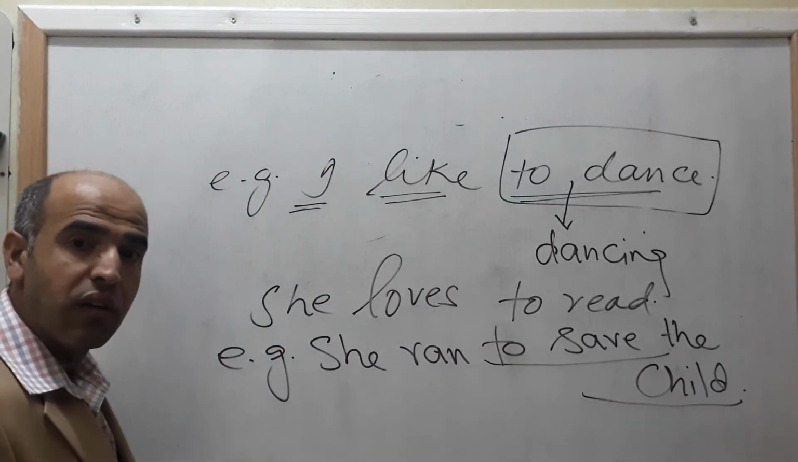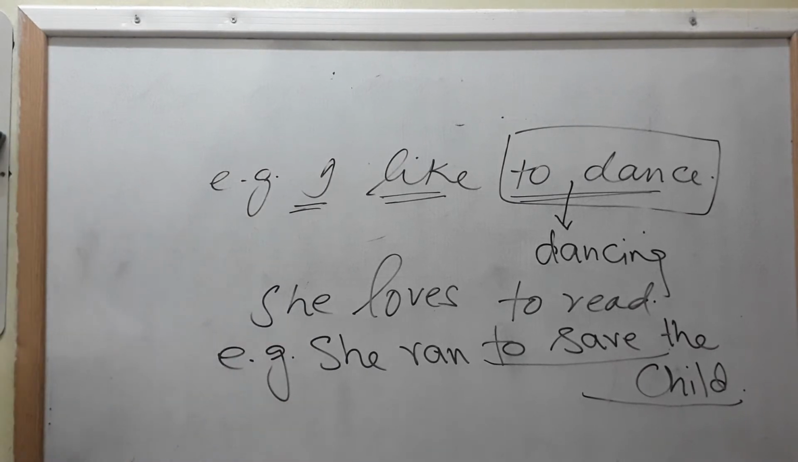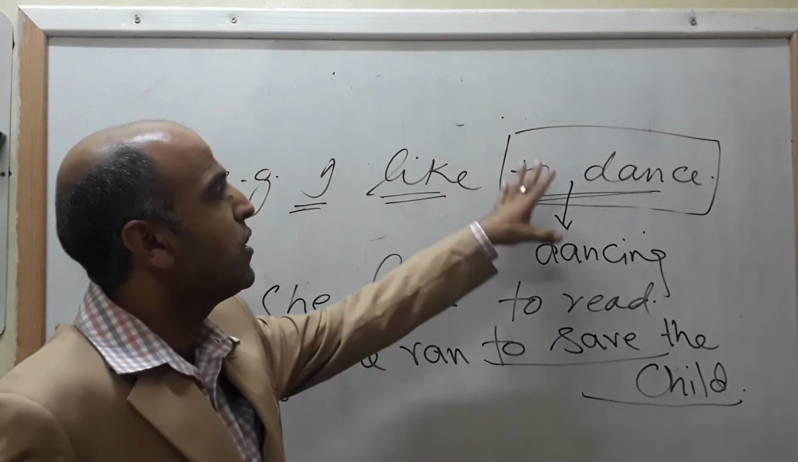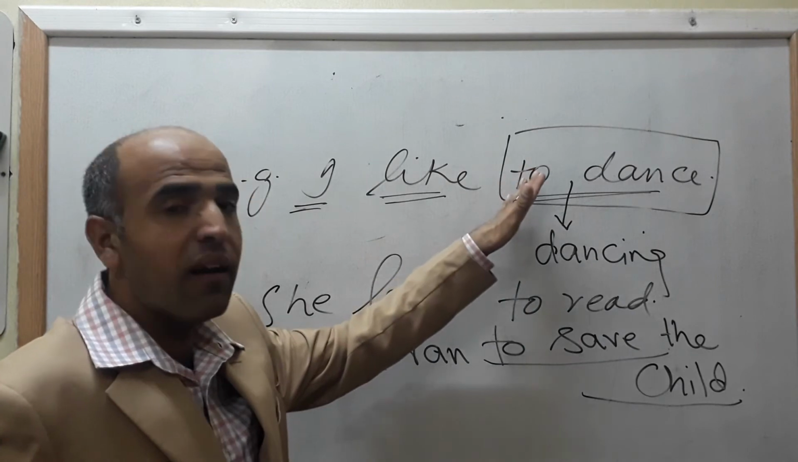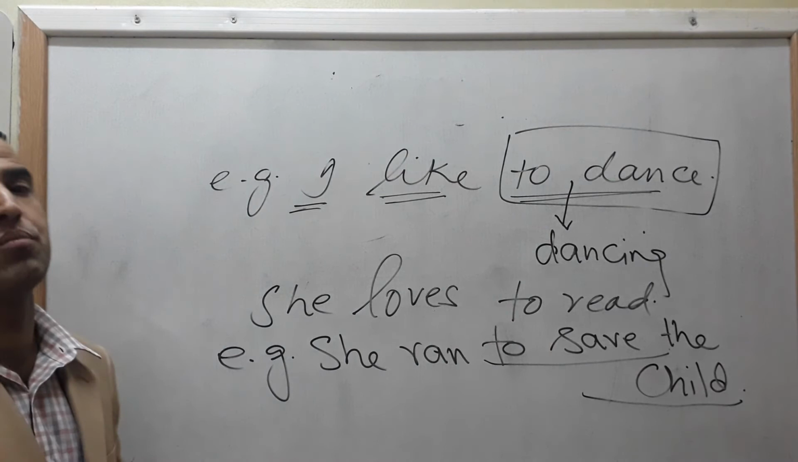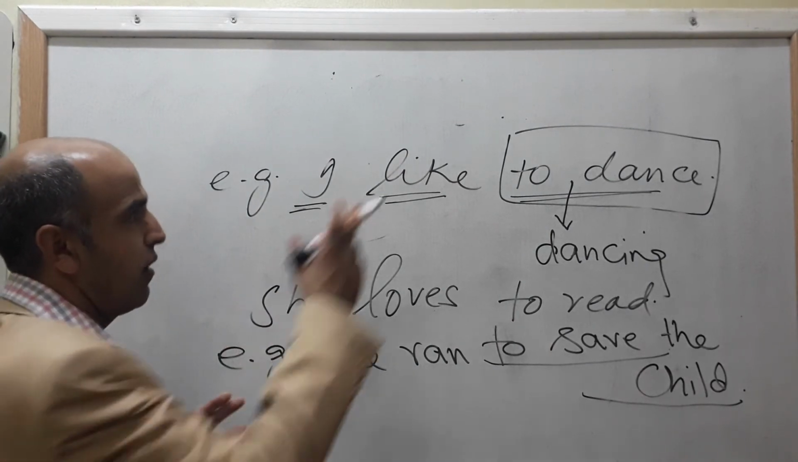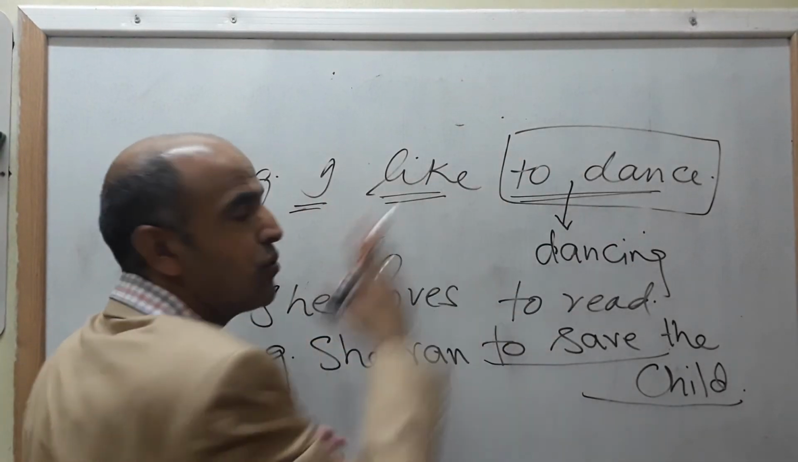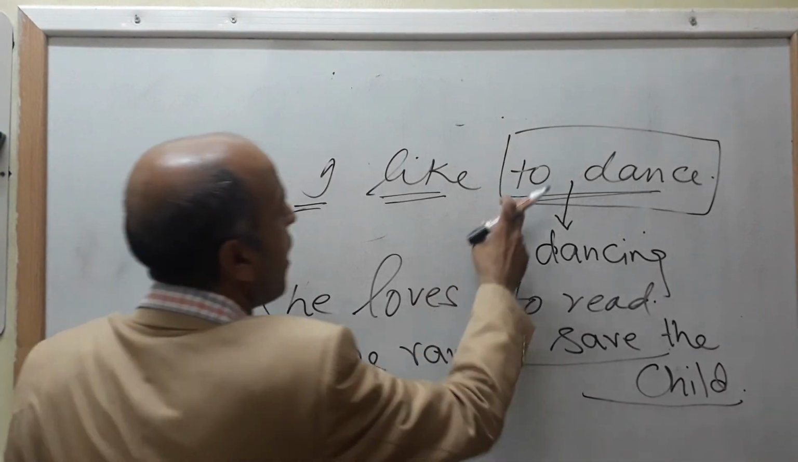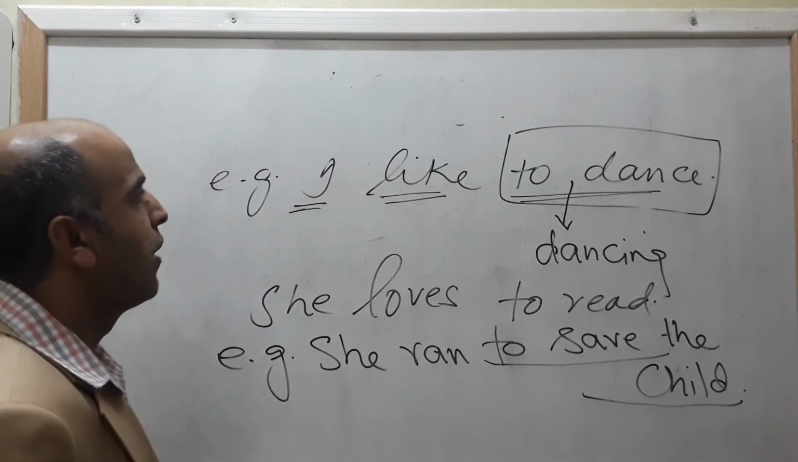She ran. Why did she run? To save the child. Clear? So by looking at these examples, we can understand that your infinitive could be used as an object of the sentence. Your infinitive could be used as the subject of the sentence. Clear? And you can replace your infinitives with your gerund. This is the simplest way of measuring how your infinitive works in a sentence. So I hope I would have been a success.